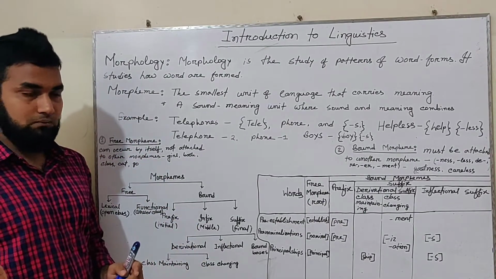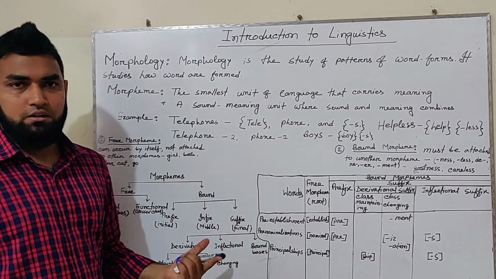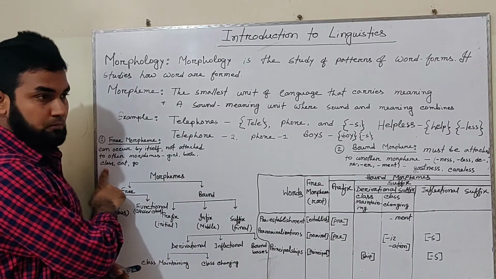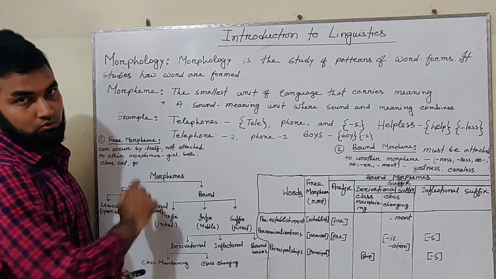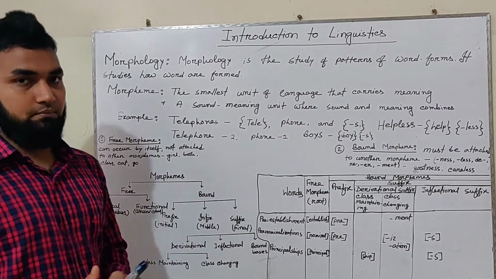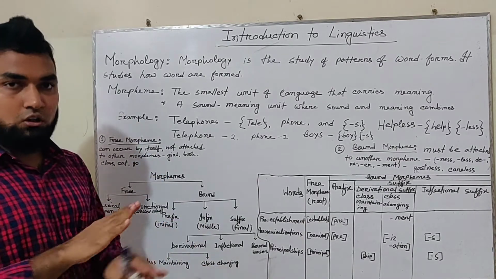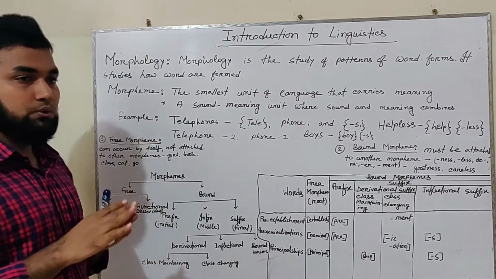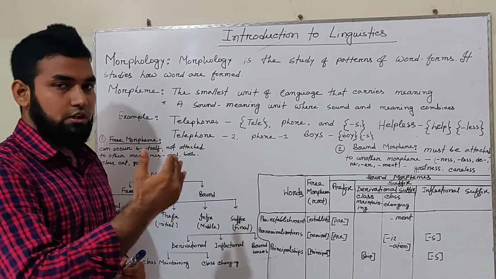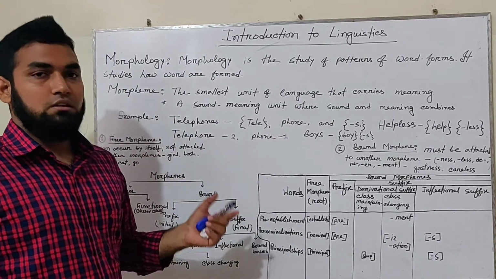Okay, look at the examples, then it will be easy for you to understand what is free morpheme. Free morpheme: girl. So girl is a word, book, class, cat, go. These words are called free morphemes. These words are not attached to other morphemes.